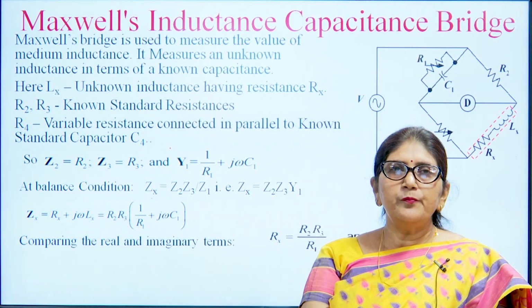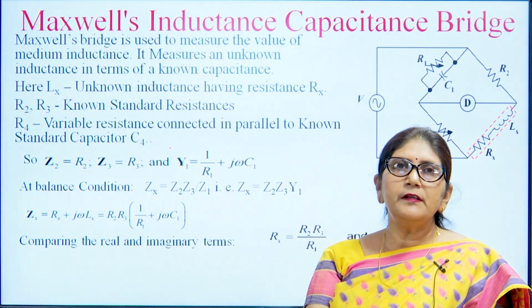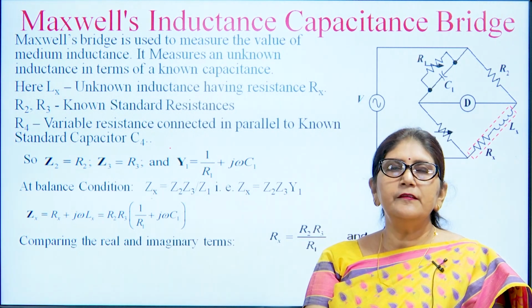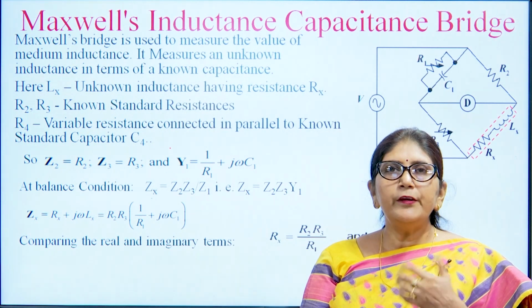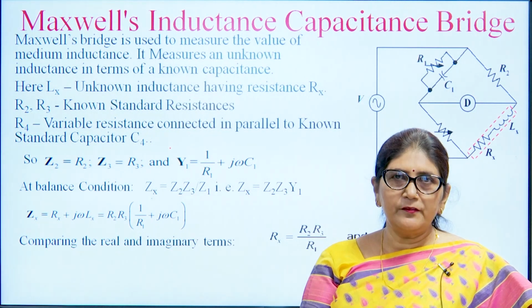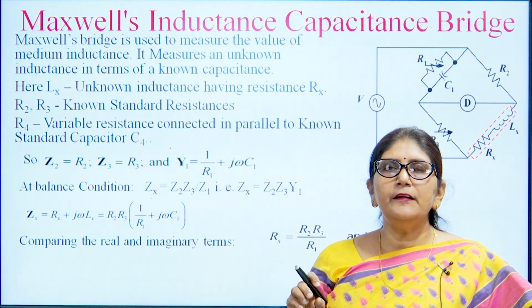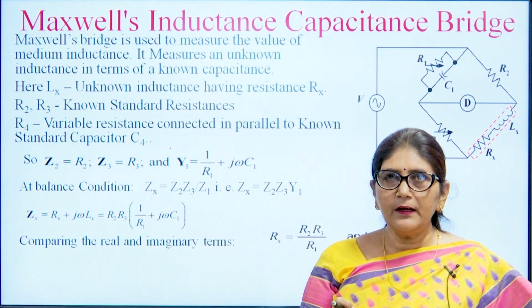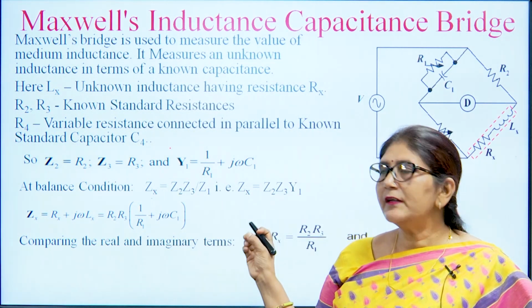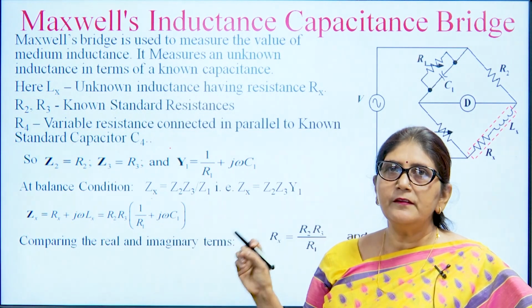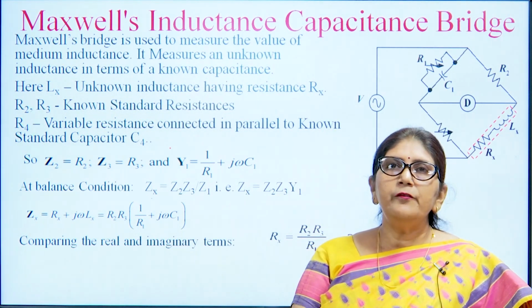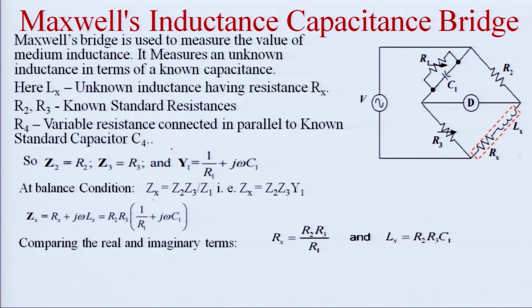Maxwell has proposed one more bridge, that is the Maxwell inductance capacitance bridge. Here the unknown value of inductance is compared with a known capacitance and resistance. The unknown inductance is shown here as Lx, and the inherent resistance is shown as Rx. This bridge is compared with the standard capacitance C1 in parallel with R1. Here we can vary R3 and R1, and by this variation we can make the bridge balance.